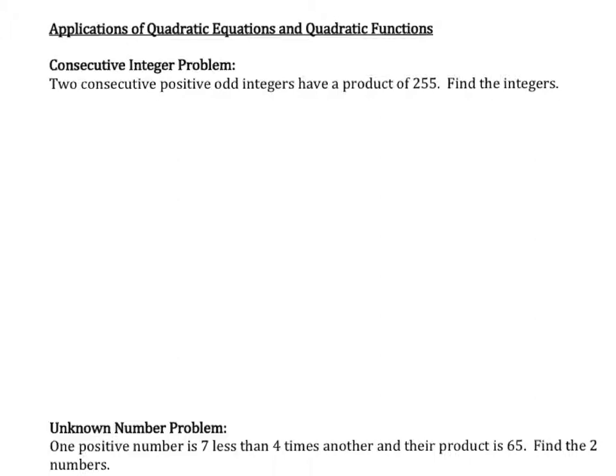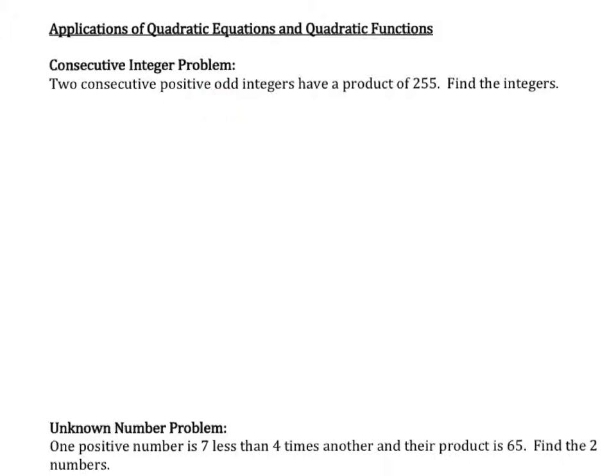Let's read the problem and see why. It says two consecutive positive odd integers have a product of 255. I want to find the integers. Remember that when we said consecutive, we mean they fall right next to each other, one right after the other. And they're positive and also odd. Odd numbers are numbers like 1, 3, 5, 7, 9, 11, and so on.